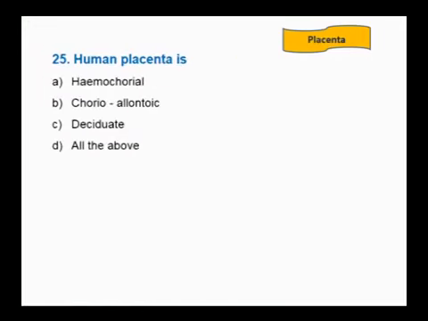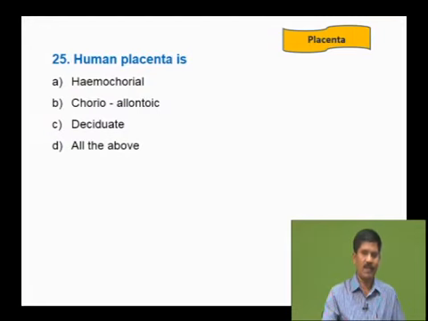I was explaining the nature of the human placenta: human placenta is hemochorial, because chorionic villi are dipped in the uterine epithelium, and that means they are bathed in maternal blood. That's why it is said to be hemochorial. Since placenta formation requires both chorion as well as allantois, both take part in its formation, it is called a chorioallantoic placenta.